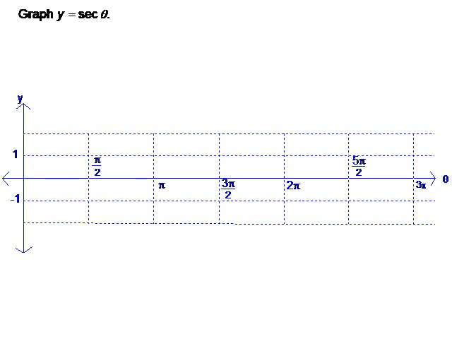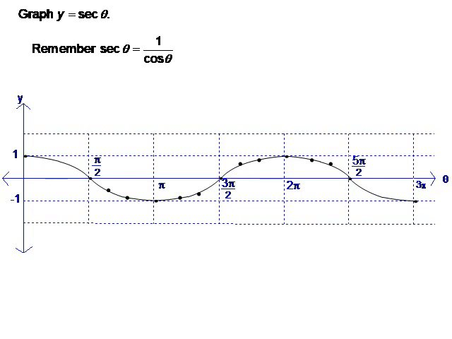Next is the graph of y equals secant theta. Remember that secant theta is equal to 1 over cosine theta, or in other words, the reciprocal of cosine theta. So go ahead and graph cosine theta. We're going to carry cosine theta out to 3 pi.